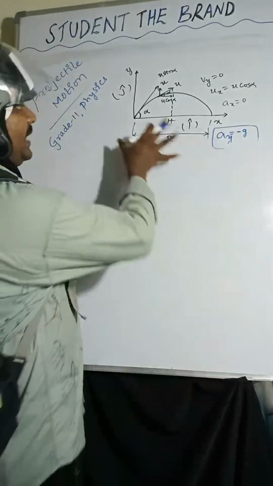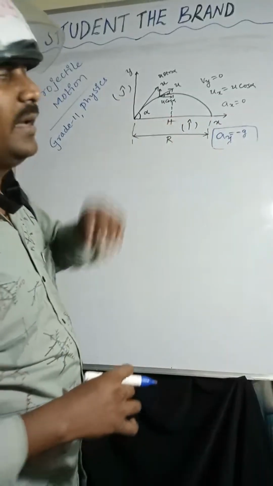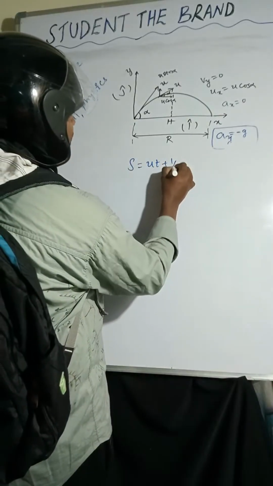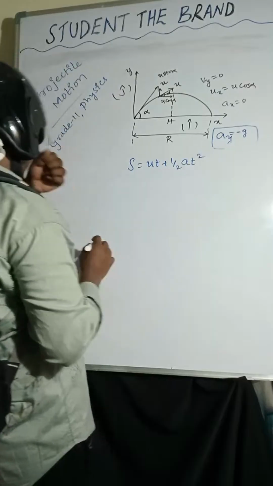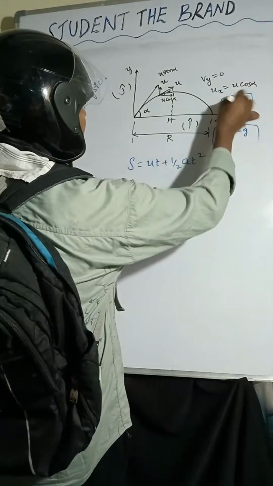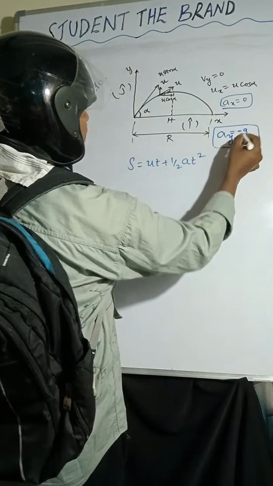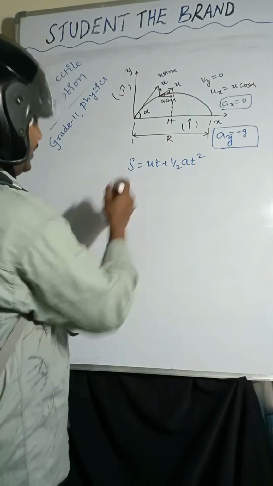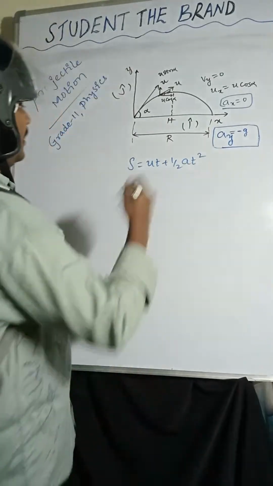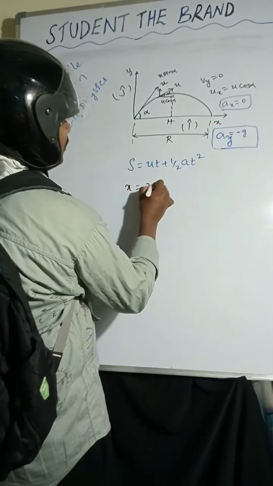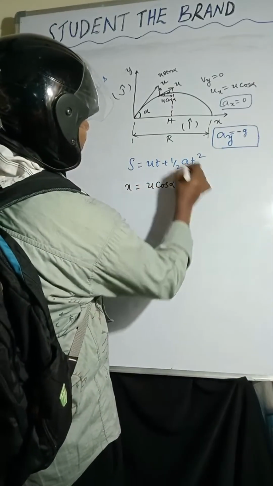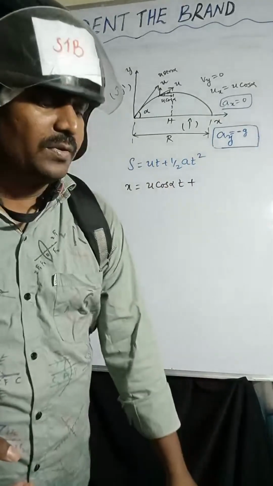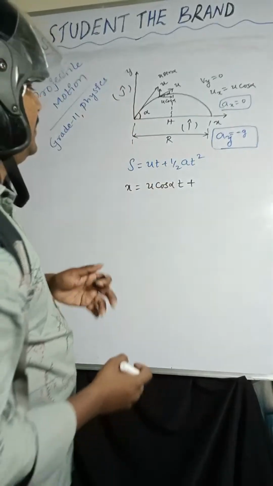Okay, now if you are considering along x-axis, S equal to ut plus half at square. Along x-axis, acceleration is 0. Along y-axis, a equal to ay equal to minus g. Then along x-axis, you are writing x equal to u cos alpha t. Anyway, ax. So initially I explained along horizontal components and along vertical components I gave the equations.